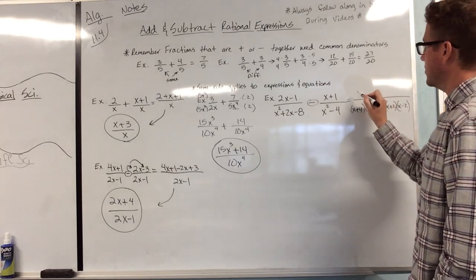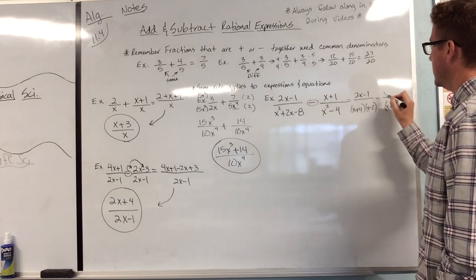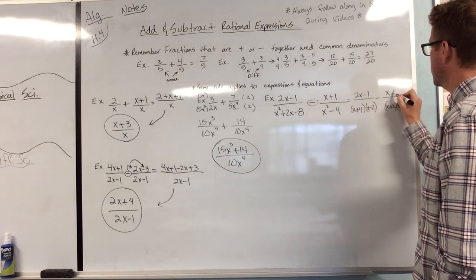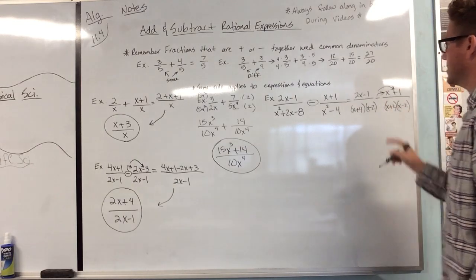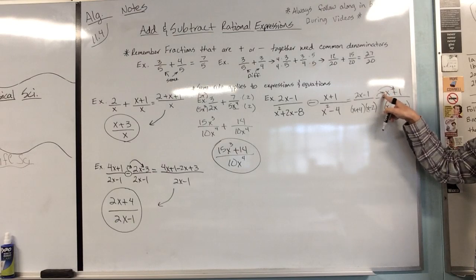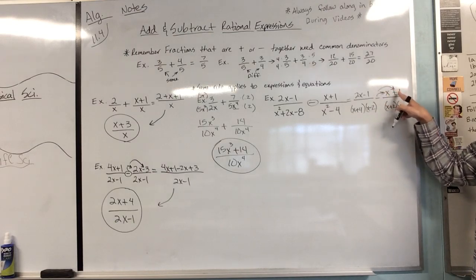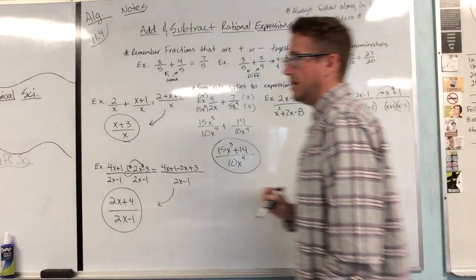All right? Put the numerators, 2x minus 1. Now, I want to write x plus 1, but I want you to see what happens, because this negative sign here is going to be distributed to the x, making it a negative, and distributed to the 1, also making it a negative. So that's going to happen.